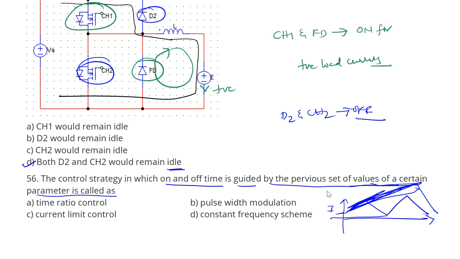So we will set some maximum value, we will set some minimum value. Between this maximum value and minimum value only, the current has to flow. It should not go beyond the maximum value, it should not be below the minimum value. That is the reason why we are using current limit control here. So current limit control is the right answer for this question.